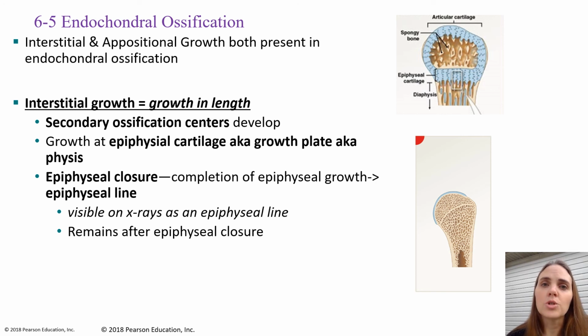When in life that closure is going to take place depends on the bones that are involved, as well as the individual. If you took a series of successive X-rays of children growing, you can monitor the rate of closure by looking at how the cartilage narrows over time.